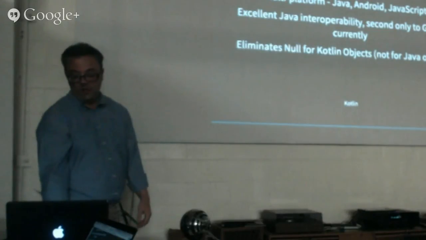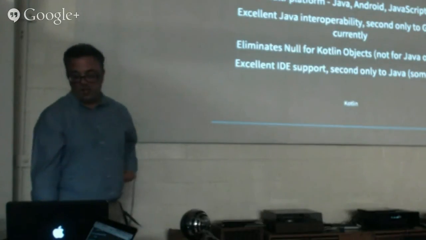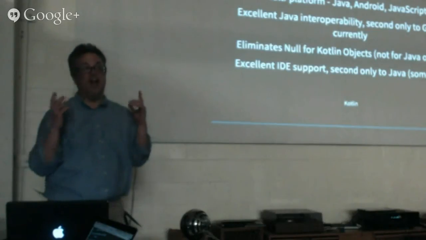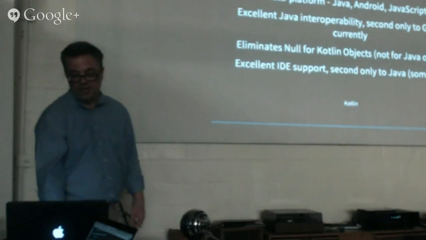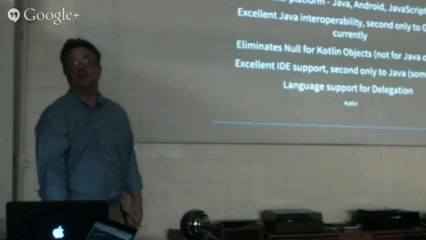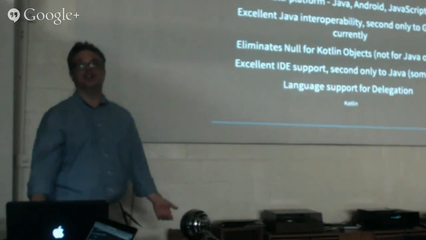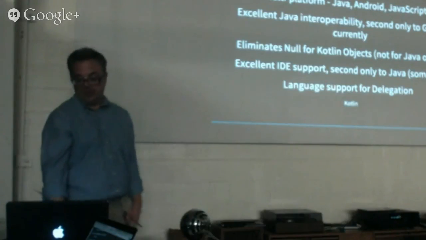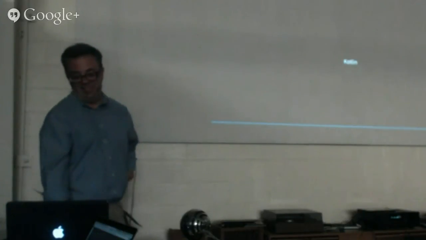It eliminates null, mostly. And it's got excellent IDE support, second only to Java. I say sometimes because it is beta. And you could certainly argue Clojure, but that's a little bit less what I'd call a traditional IDE. And it's got language support for delegation, which I love. I'm living in Java these days, and so not having delegation completely changes the way I write programs. So, in other words, I don't use delegation in Java.